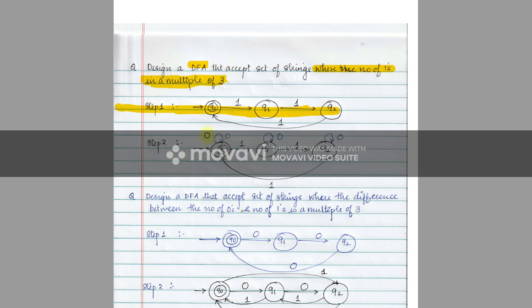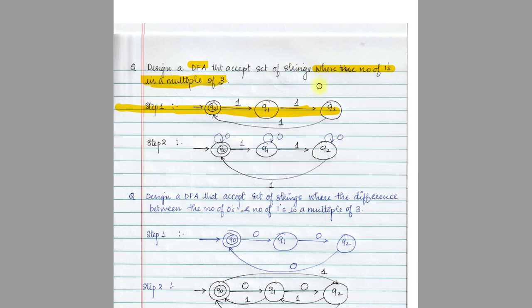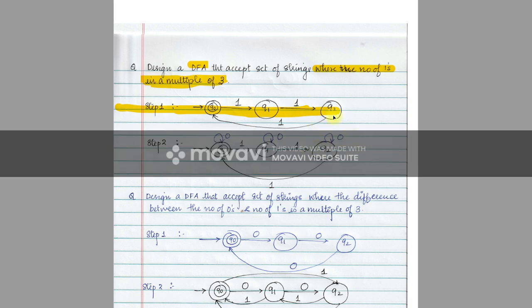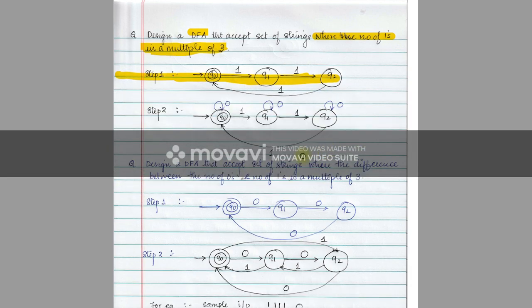What about the next step? We need to check whether each state consumes every input symbol. It does not. So I'm giving a cyclic loop of 0 to Q0, a cyclic loop of 0 to Q1, and a cyclic loop of 0 to Q2. Okay. So that is the final state. Suppose what will be the string? See whether it is a multiple of 3 or not.